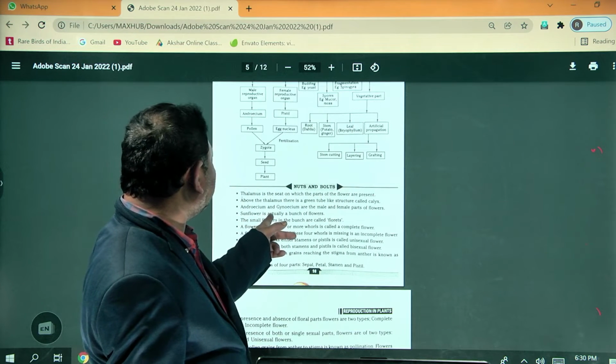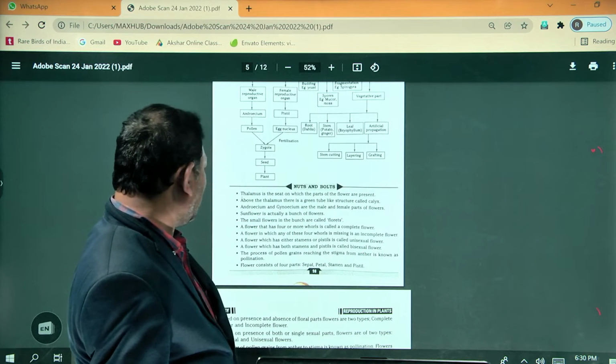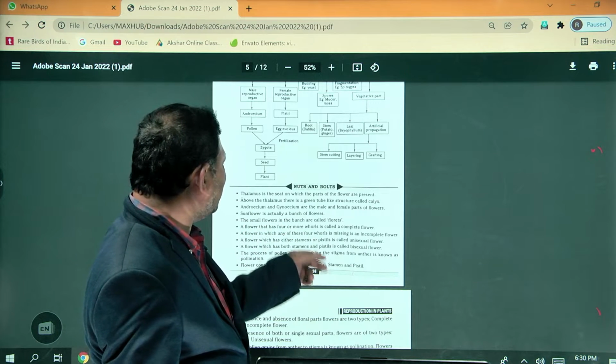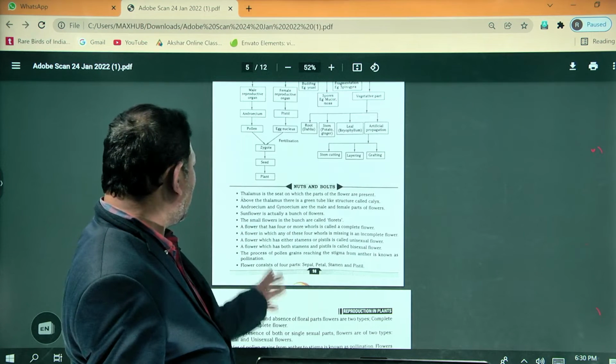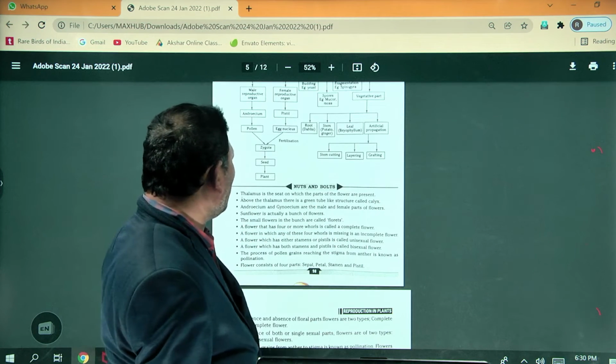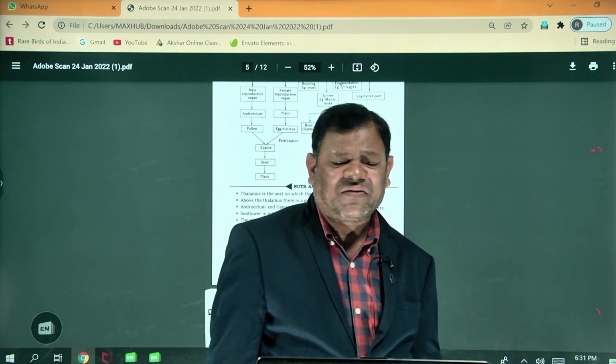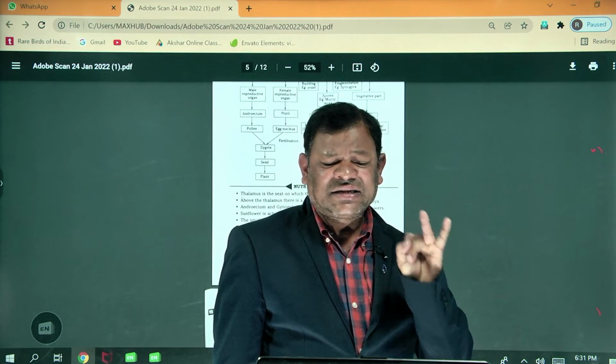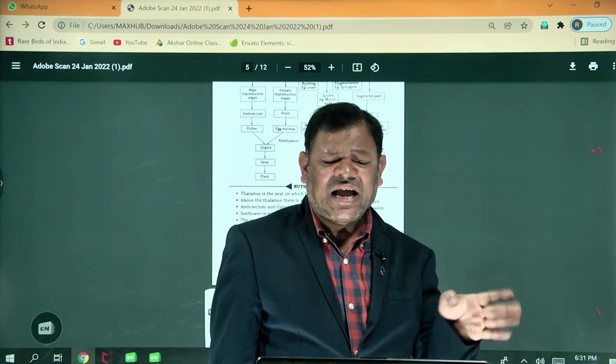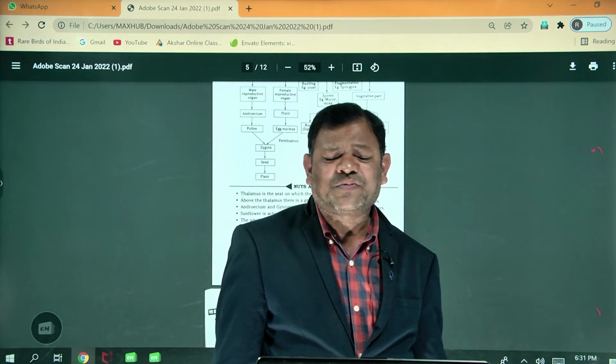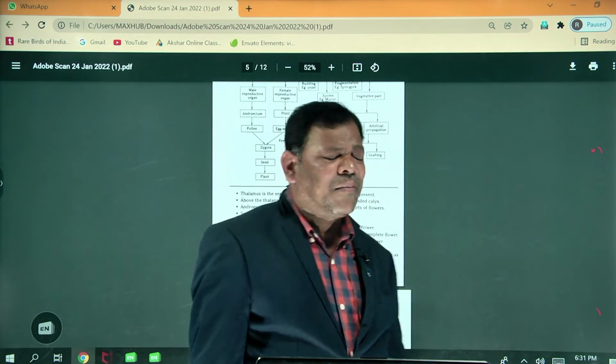A sunflower is actually a bunch of flowers, and the small flowers in the bunch are called florets. A flower that has all 4 whorls, calyx, corolla, androecium and gynoecium, is called a complete flower. When these 4 whorls are present, that is called a complete flower.